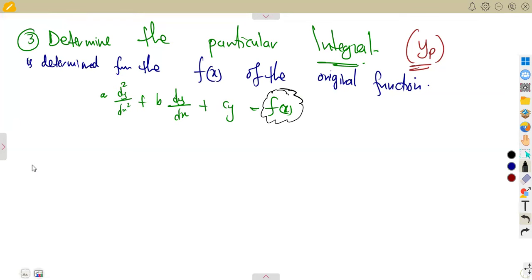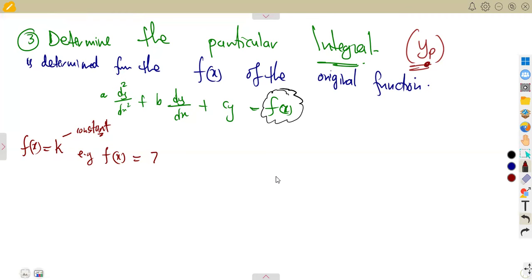So let's consider that f of x is equal to k, which is a constant. It's not a linear, it's a constant. We can take, for example, f of x as a 3, or an 8, or a 7, whatever number you have here. What is going to be your particular integral?